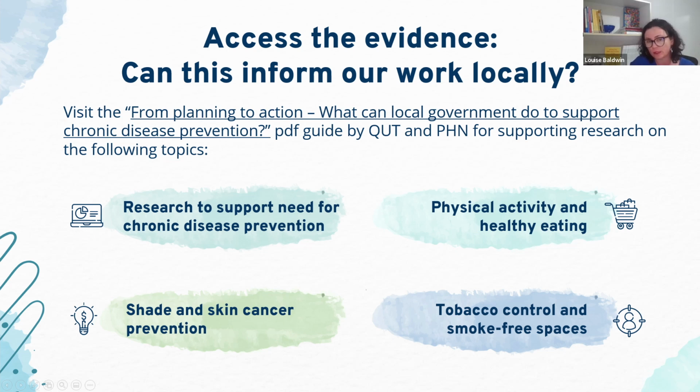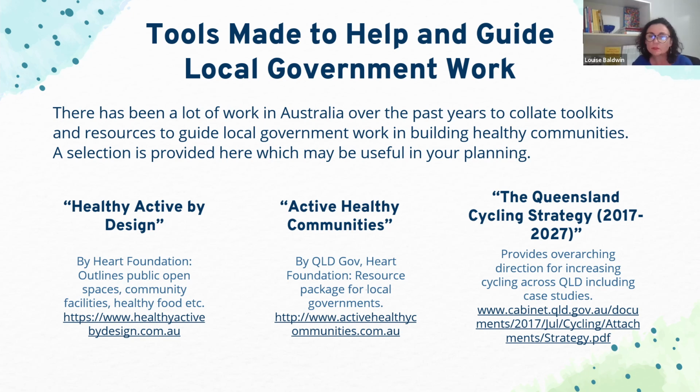And in the guide that we've developed that's available to you, there are links to physical activity and healthy eating strategies, shade and skin cancer prevention programs, tools, resources, and strategies, and the same for tobacco control and smoke-free spaces. There's been a lot of work in Australia over the past years to collate toolkits and resources to guide local government work. So don't again feel like you're starting from scratch. There are plenty of resources that you can use to kickstart your work, and so that your focus can be on how do we get this happening in our local community, and how do we do it in a locally relevant and locally driven way.